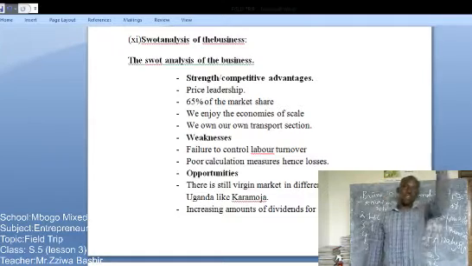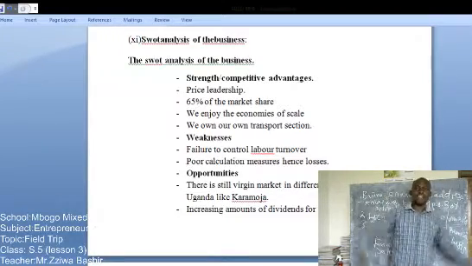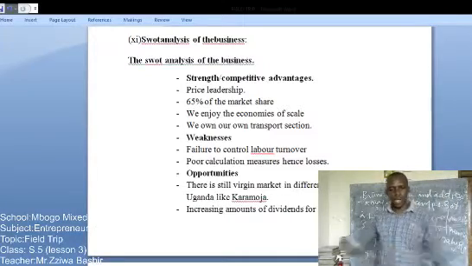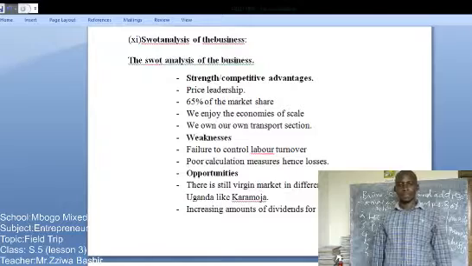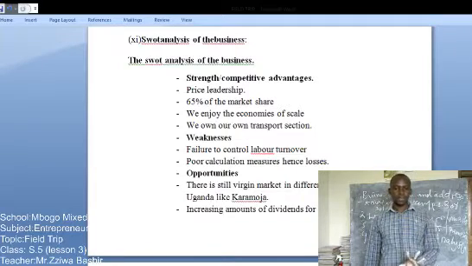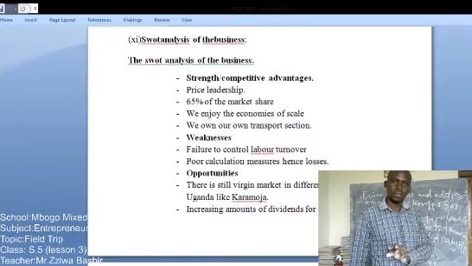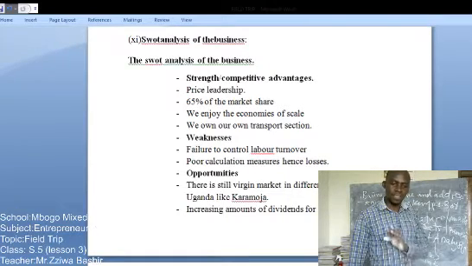Weaknesses: failure to control the turnover. However, our workers are never stable. They normally come and quit. Okay? Poor managerial skills within the business. Those are weaknesses.